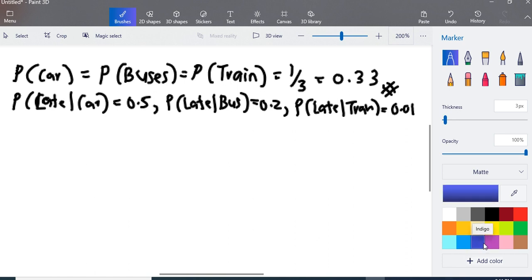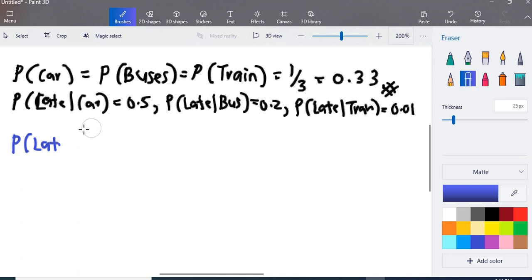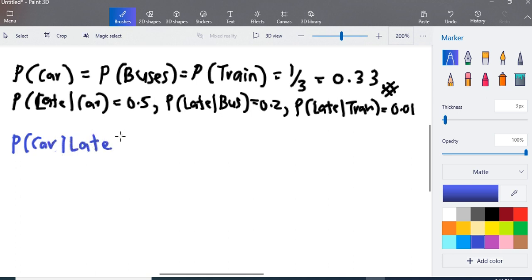So what is it that you actually want to find? Based on the question, you want to find the probability of car. The boss wants to check the probability that he traveled by car, given that on that day Bob was late. So basically the probability of car given late. This is the one that you want to find. So what is the formula?